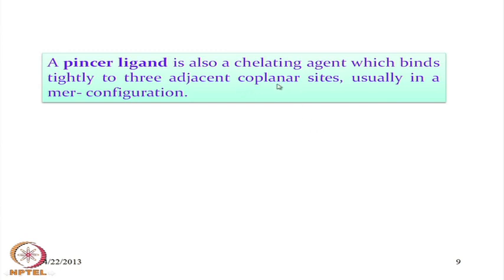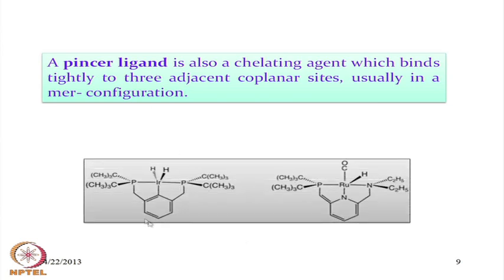and if these three are adjacent coplanar sites, that means one plane and the other plane are basically giving rise to a planar tridentate arrangement, not that it can move to some other plane, and usually it binds in a meridional configuration. That means an in-plane configuration is available for binding to the metal center. So, this particular ligand is one example of the Pincer ligand. This is another Pincer type of ligand.